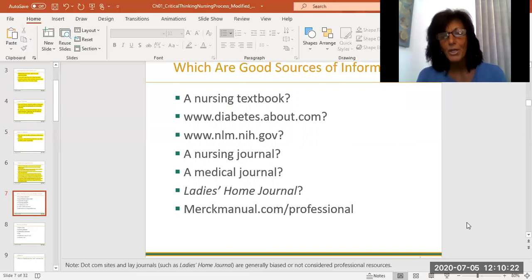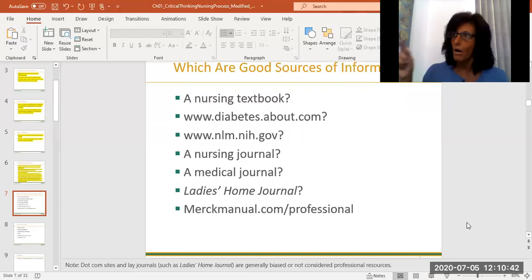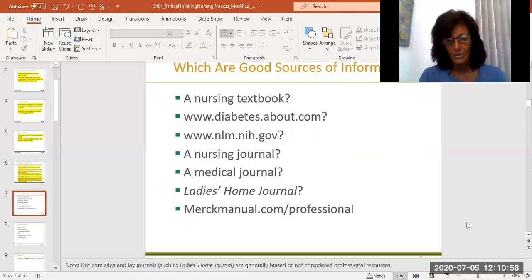Peer-reviewed nursing journals and peer-reviewed medical journals, they are good sources, okay? And we'll talk about how to differentiate. You would never use Ladies' Home Journal, but you would use merckmanual.com/professional, okay? And the nlm.nih.gov. When you see .gov or .edu at the end, you can be relatively certain that that is a governmental website or a higher learning institutional website. So you're going to get more credible information from those. All right, so make sure.